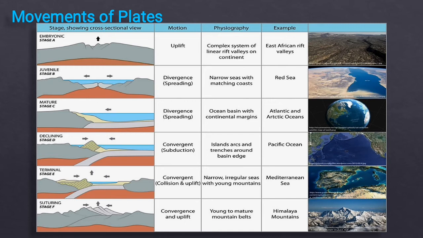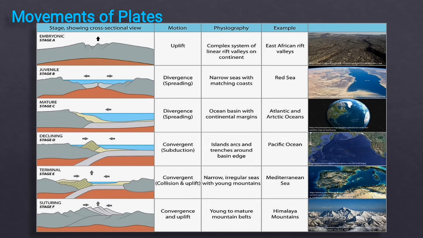Next, we have stage B, the juvenile. It is the stage where the movement that happens is the subsidence of the ocean bottom, and it will spread. The subsidence and the spreading will create the division of the continent, and because of the divergence, seafloor basalt will be created. So the motion is divergence and spreading, and the physiography is narrow seas with margin coast, and the example is the Red Sea.